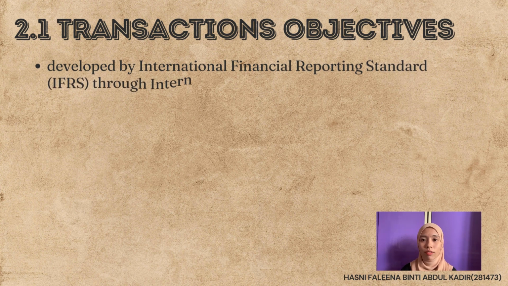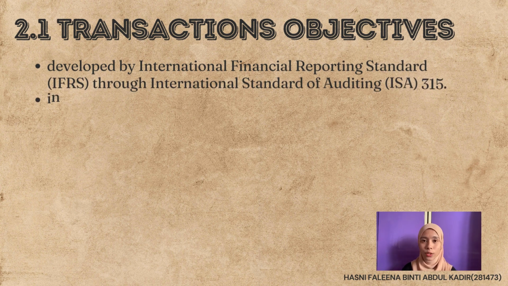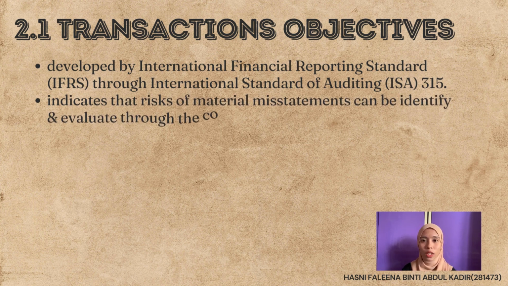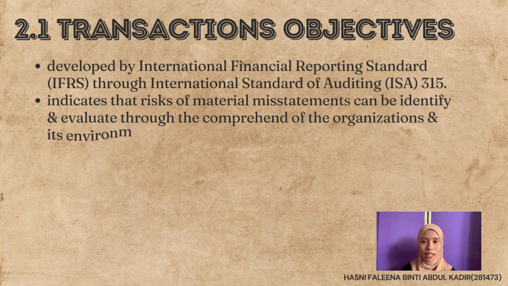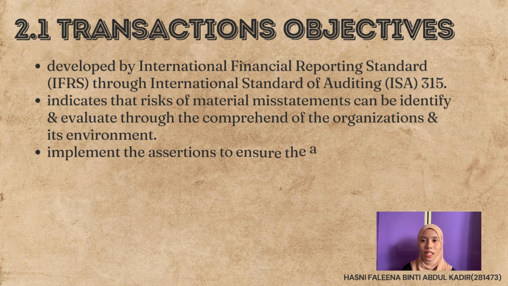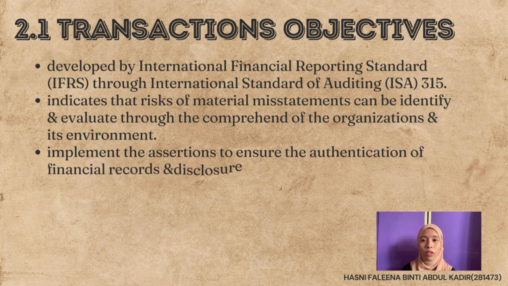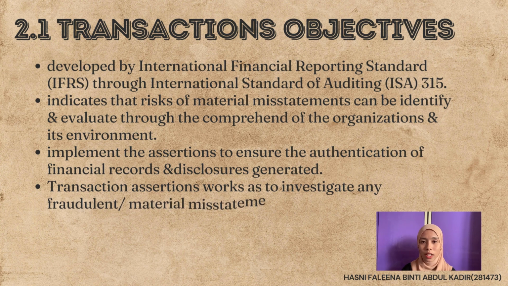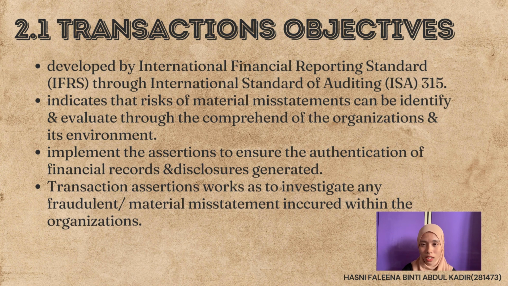Transaction assertions were first developed by IFRS through ISA 315, which indicates that the risk of material misstatements can be identified and evaluated through the comprehension of the organization as well as its environment. Auditors often implement these assertions to ensure the authentication of the financial records and disclosures generated. When all the assertions are satisfied, this indicates that all of the transactions that occurred and calculated balances were appropriately documented. Transaction assertions work as one of the management assertions to investigate any fraudulent or material misstatement incurred within organizations.